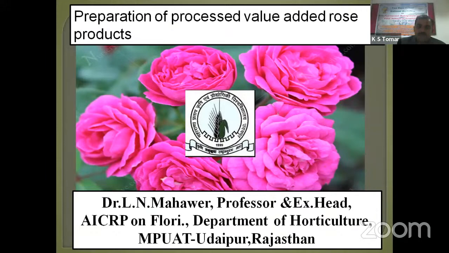Dr. Mahawar sir is presently working as a professor, AICRP on Floriculture, Department of Horticulture, Maharana Pratap University of Agriculture and Technology, Udaipur, Rajasthan. Sir obtained a BSc Agriculture degree from Rajasthan Agriculture University, Bikaner, an ICAR Junior Research Fellowship in 1990 in Horticulture, and MSc and PhD degrees in Horticulture with specialization in Floriculture and Landscaping from IARI, New Delhi, in 1993-1997. Since then, he has worked as agriculture research officer and assistant director of horticulture at the Government of Rajasthan.